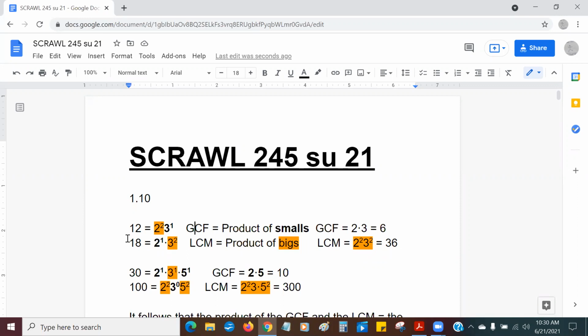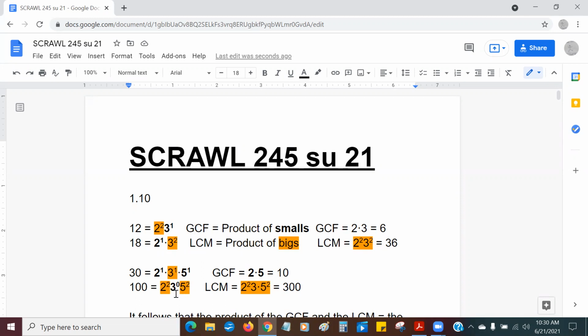Let's take two other numbers, 30 and 100. Now 30, the prime factorization is 2 times 3 times 5. I usually don't bother writing first power because it's obvious, but I just want to contrast and compare things here. And let's look at the number 100. Well, it's 4 times 25. So it's 2 to the second times 5 to the second.